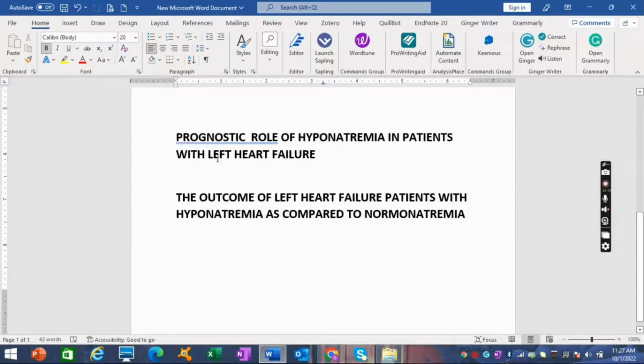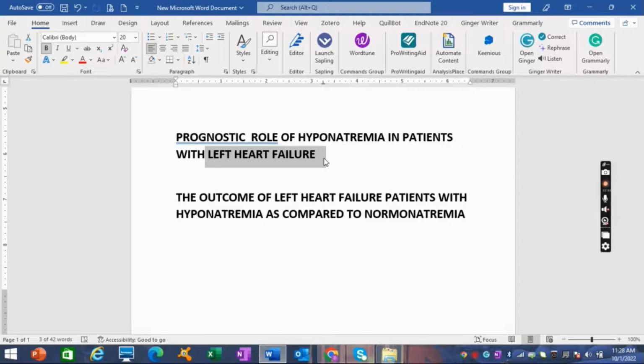First of all, see this heart failure, left heart failure. Left heart failure is my problem. I am doing research on some aspect of this left heart failure. Left heart failure is my P. From the PICO, this left heart failure is P. Left heart failure patients. Left heart failure is my population. And the problem is also left heart failure. So first thing is P.